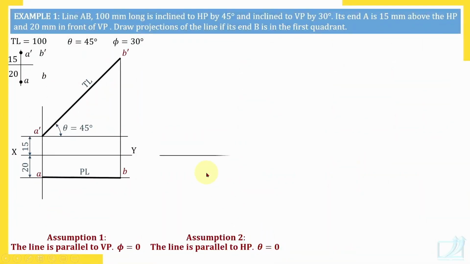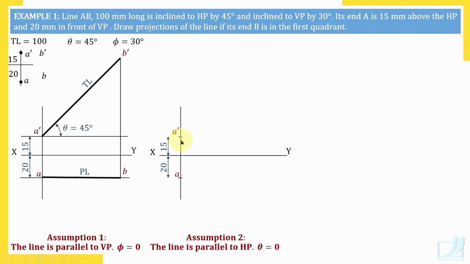So let's proceed. Here is XY line, the projector of reference point, this line. Then we'll look at A dash and A. So these are projections of reference point.